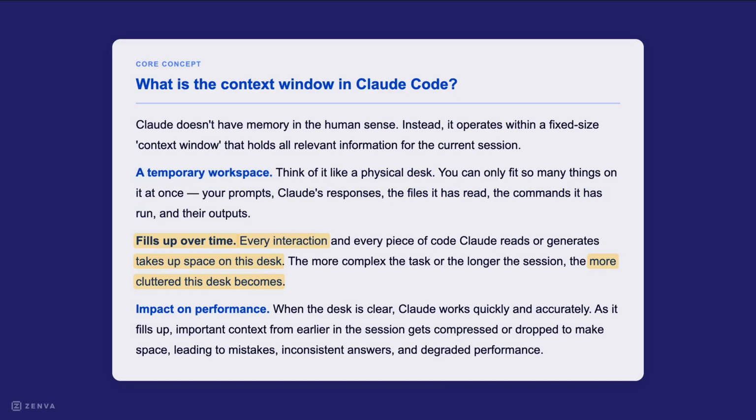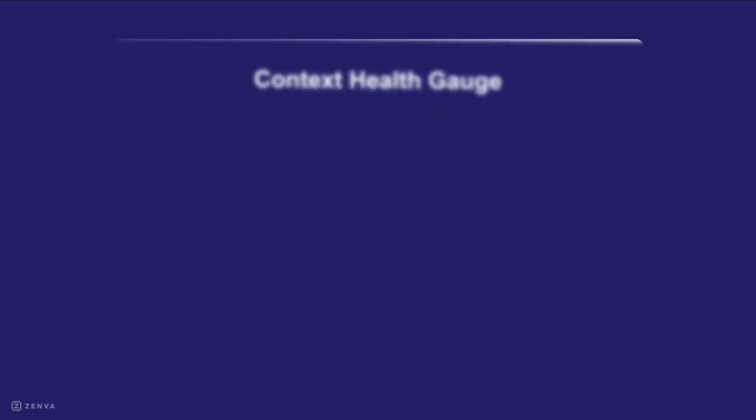Each interaction takes up space, and the longer you run the session, the more cluttered it gets. This clutter affects performance. To make room, old context gets compressed or dropped, leading to mistakes and bad answers. Because it affects performance, checking your context is key. Think of it as a context health gauge with 3 zones.